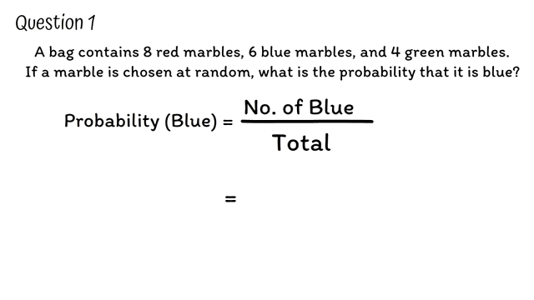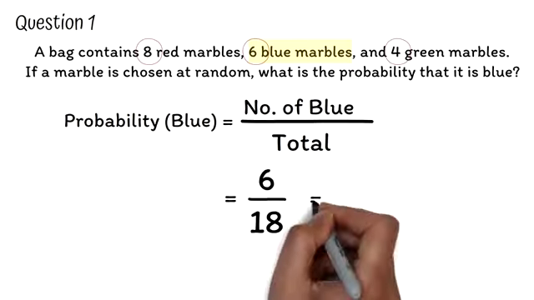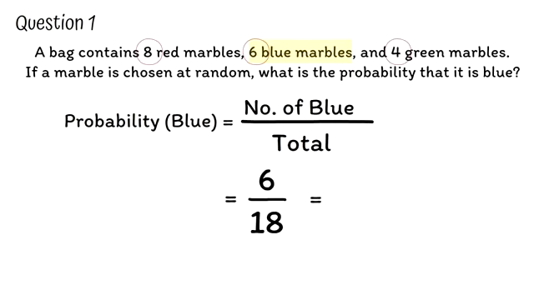Here, we have 6 blue marbles. We divide it by the total, which is 8 plus 6 plus 4. This will give us 18. We can reduce this. 6 divided by 6 is 1, and 18 divided by 6 is 3. So the probability of choosing a blue marble is 1 over 3.